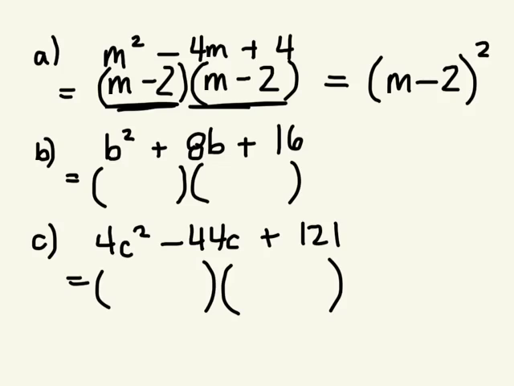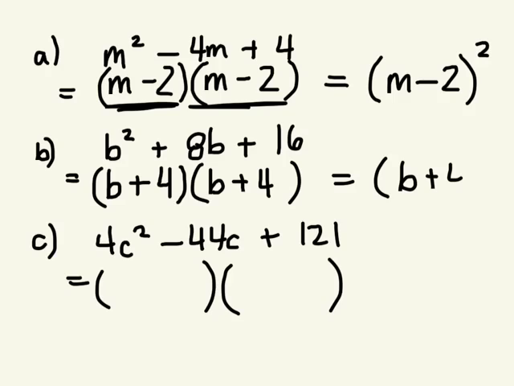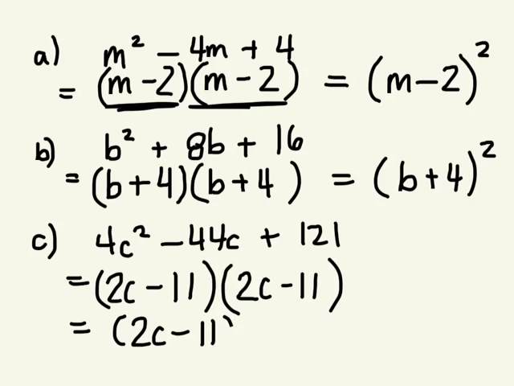Okay, so B, Daniel, what'd you get? Yep. Good, let's simplify that. It's going to be B plus 4 squared, because we're writing it twice. Okay? 2C minus 11 times, good, or we can write it as 2C minus 11 squared.